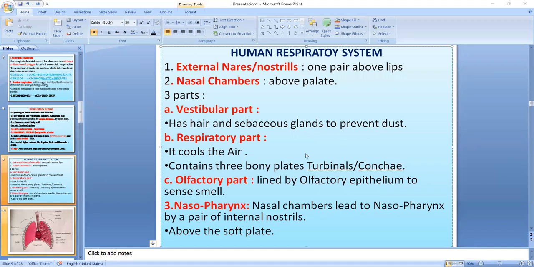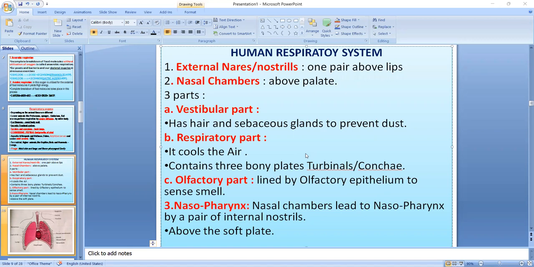External nostrils enter into nasal chambers. Okay, so they are long chambers, lengthy from the external nares to the internal nares or internal nostrils. They are extended. We have discussed it during the digestive system, the buccal cavity. They are present above the palate. We all know that the palate separates the buccal cavity and the nasal chambers.